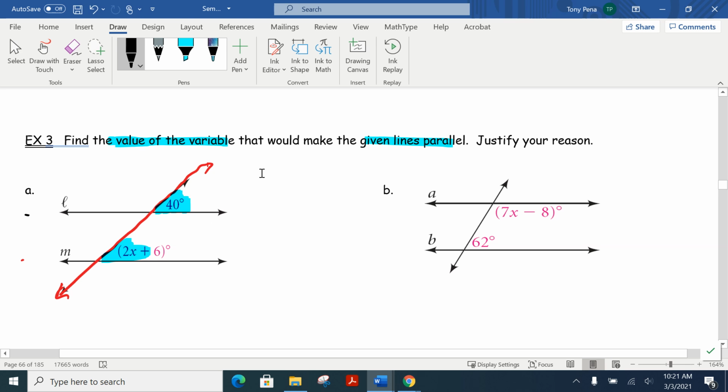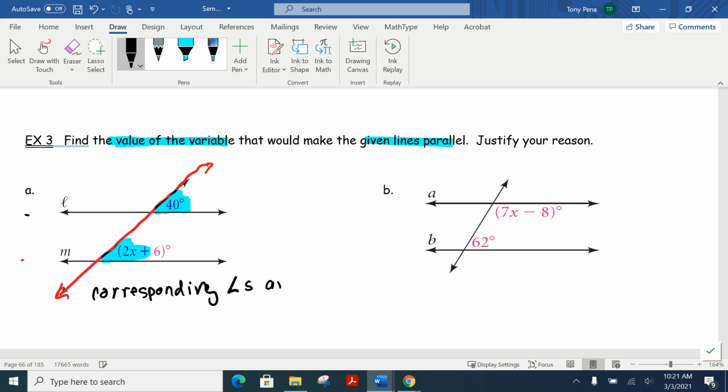What do we think? What kind of angles are these of the 5 options that we have? Yeah, Cam? Good. So those are corresponding angles. And then do you remember, Cam? Corresponding angles are what? Supplementary or congruent? Congruent. So because they are congruent, the only way these would be parallel is if the 2x plus 6 was equivalent to the 40.